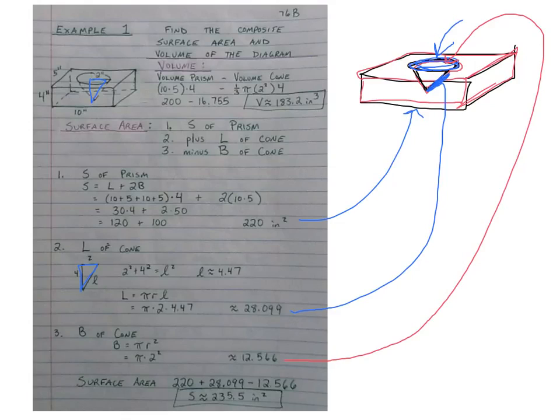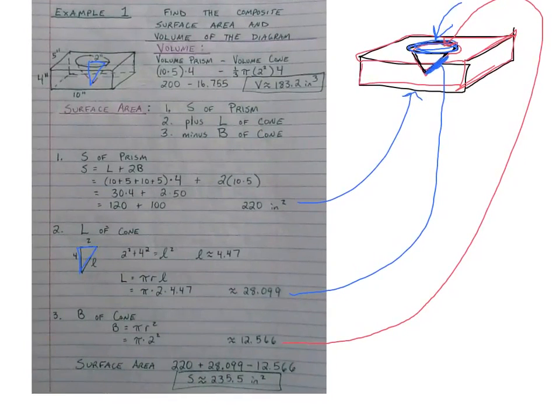So altogether our surface area is going to be the surface of the prism plus the lateral of the cone minus the base of the cone. And we crunch those numbers here, giving us a value of 235.5 inches squared.